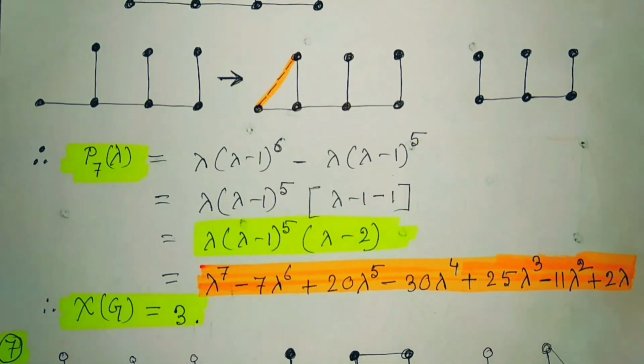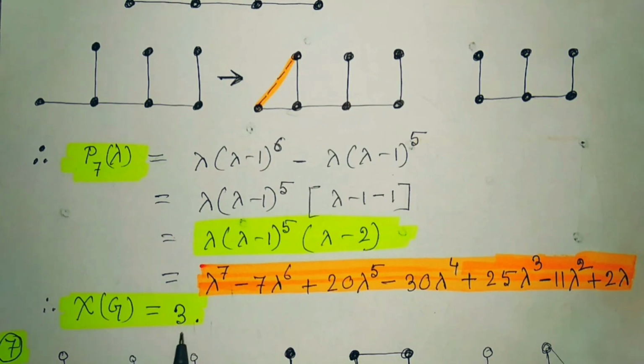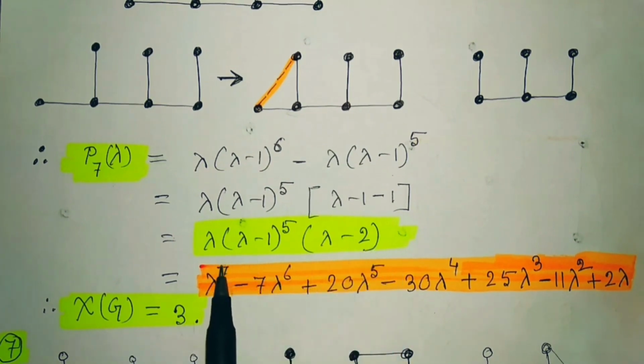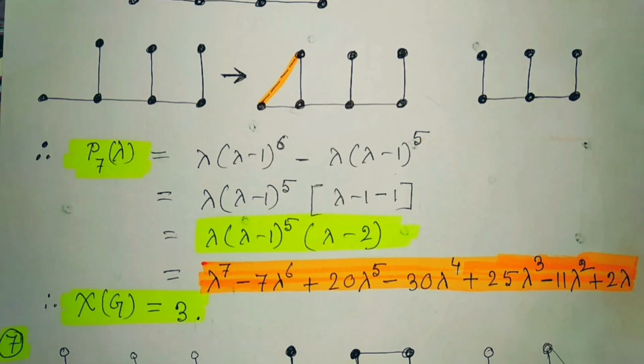Now its chromatic number is 3, because if we have this as the chromatic polynomial, then we will find that for lambda equals 3, we get a non-zero value. So the chromatic number of the given graph is 3, and this is the chromatic polynomial.